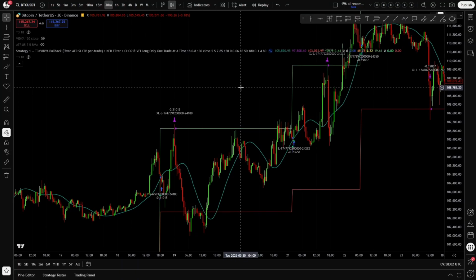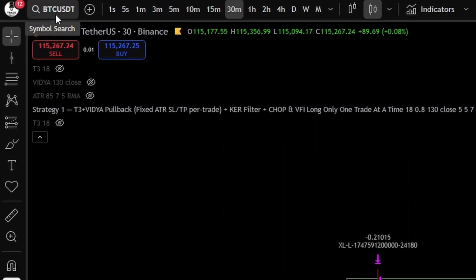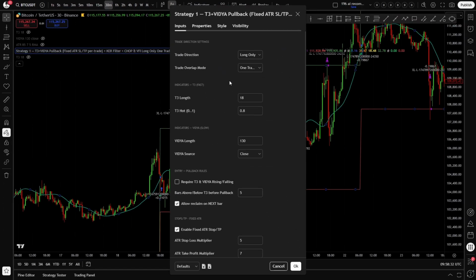Okay, so let's see the strategy. For this strategy, first head over to TradingView and set up the BTC USDT 30-minute chart. I am using the Binance Spot BTC USDT. Now this is how the strategy script will look like.